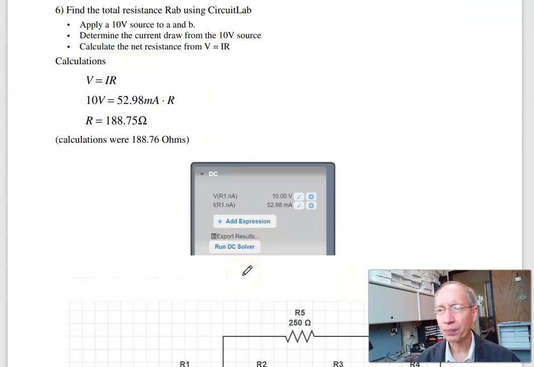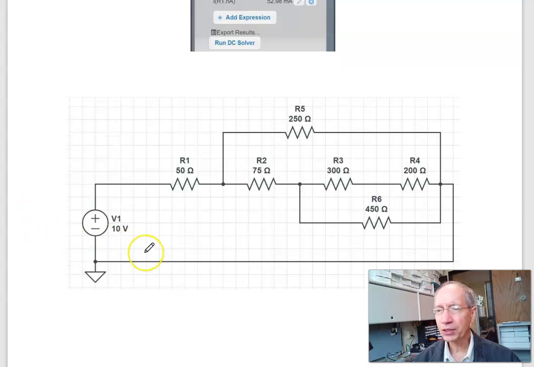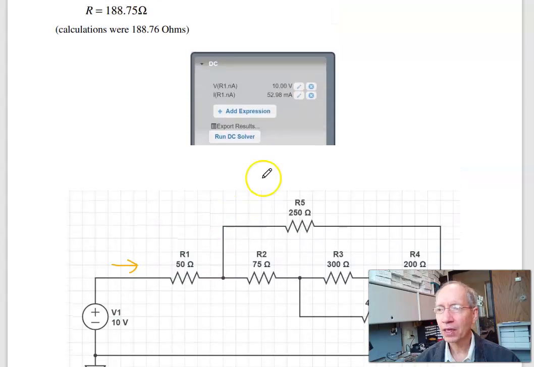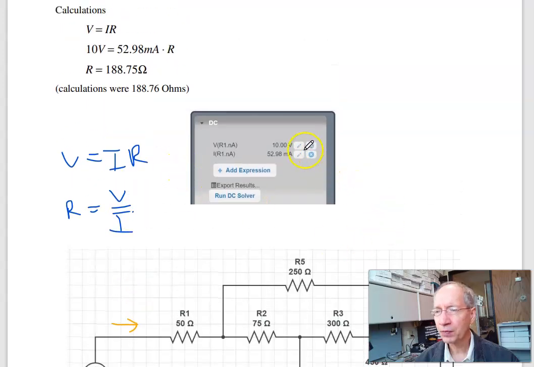Next problem. Find the total resistance using Circuit Lab. So what I do in Circuit Lab is build the circuit. To find the resistance, I apply a test voltage, like 10 volts, and measure the current. It says I'm drawing 52.98 milliamps. I know V equals IR. I know the voltage, I know the current, so the resistance is the voltage over current. Take 10 volts, divide by 52 milliamps, that gives you 188 ohms.